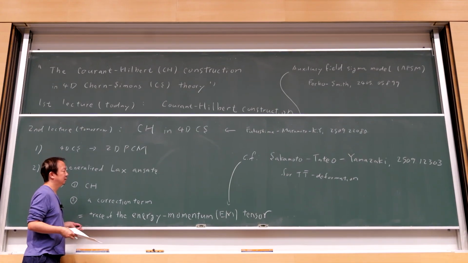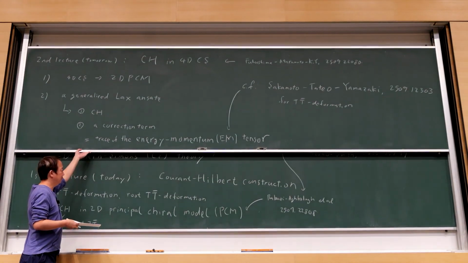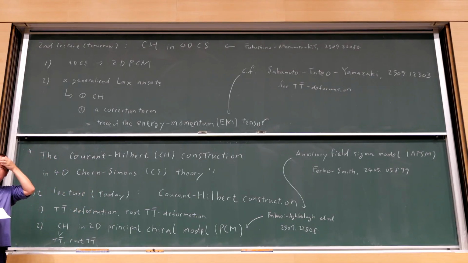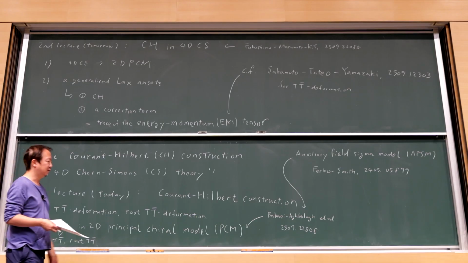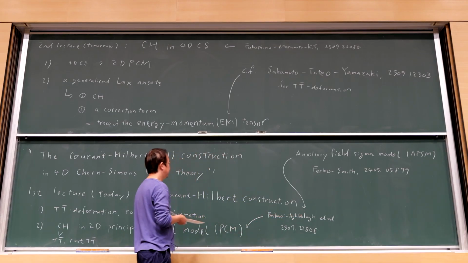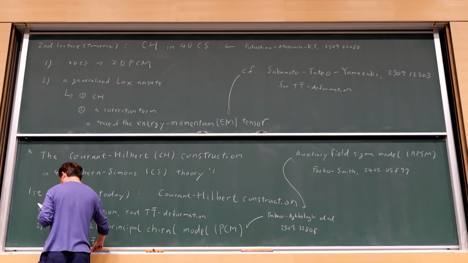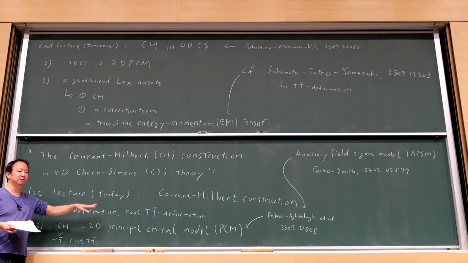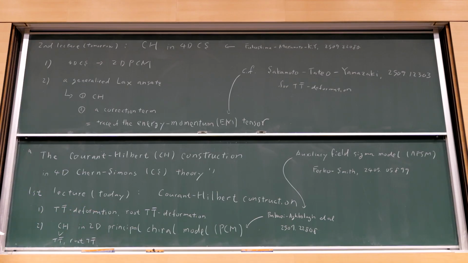And today, I'd like to explain the Courant-Hilbert constructions of integrable deformations of two-dimensional principal chiral models, basically by following this paper by Babaei et al. First of all, let me introduce the basics of TT bar deformations and root TT bar deformations. The developments of these deformations are closely related to the discovery of this Courant-Hilbert approach.